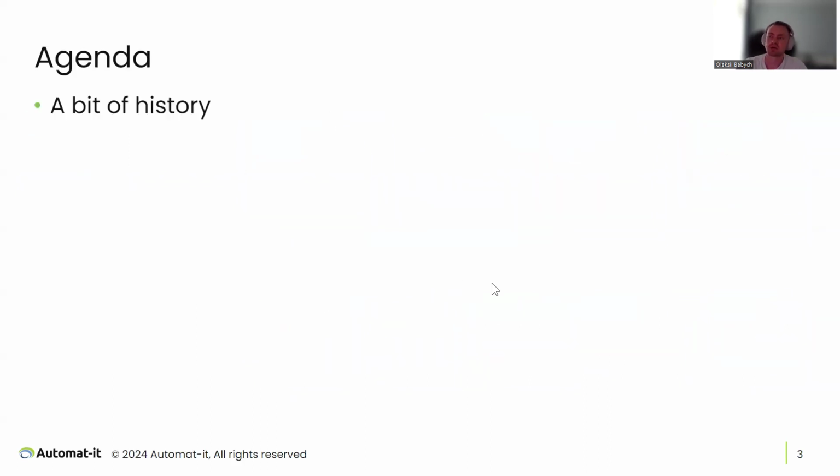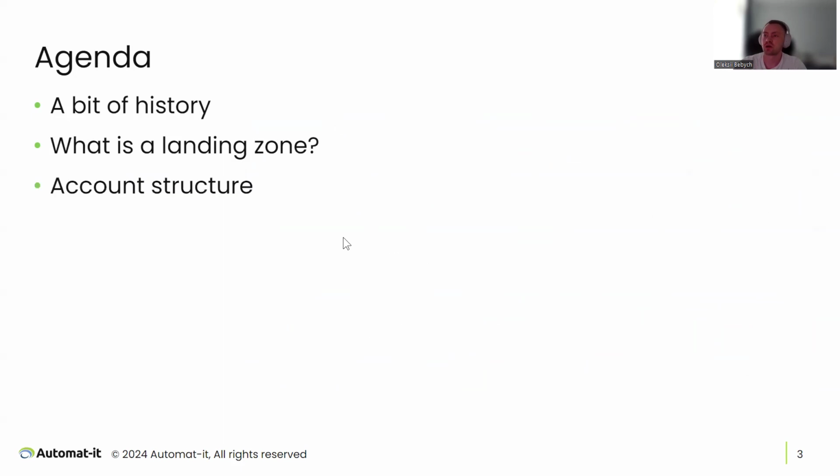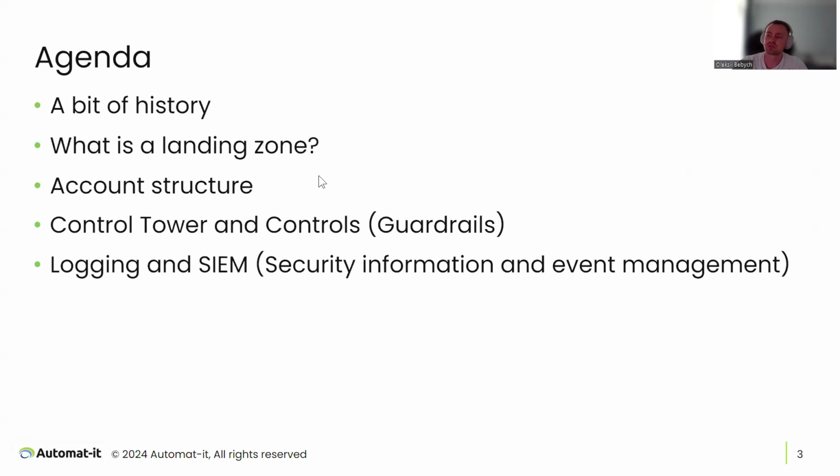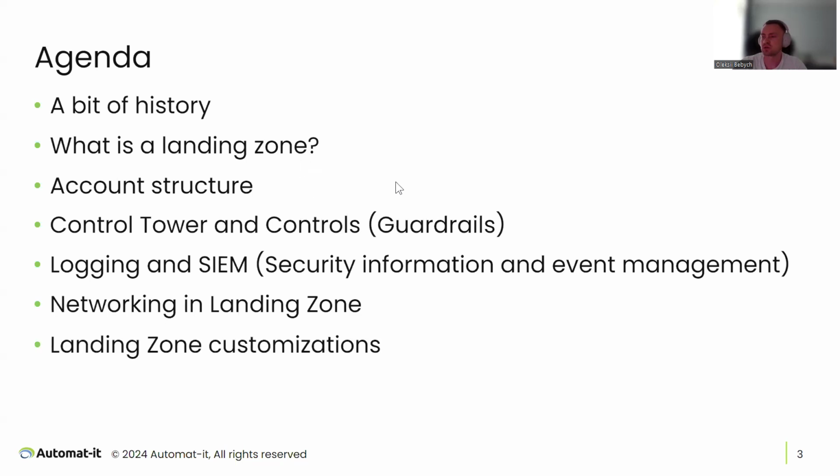So our agenda for today, first of all, a bit of history. What were the prerequisites of creating a landing zone? What is the landing zone actually? What is account structure and different options of organizing AWS accounts and organizational units? Security configurations, particularly Control Tower controls, centralized logging and SIEM, centralized networking in the landing zone, customizations, and in the end, conclusions and Q&A session.